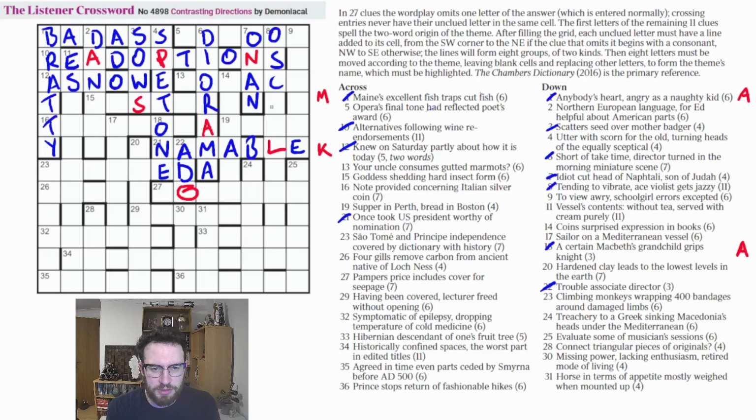So oscil, and then okay, so we've got a double L. There's only one L in the anagram. But we're told that unclued letters are not in the same cell in 2 clues. So this isn't the unclued L. This is the unclued L. Yeah. All right.